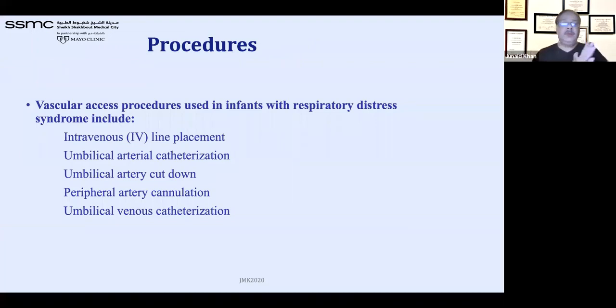Now the baby is with you, so you have to do procedures. So intravenous lines, umbilical arterial lines. Umbilical artery cut down, we don't do it unless you don't find anything peripheral, and we call the pediatric surgeon for that. Peripheral arterial cannulation, sometimes we do, and umbilical venous catheterization. But each procedure depends on the condition of the baby. If the babies are very sick, then of course you have to continue that. Otherwise, there is no need for doing all those procedures.